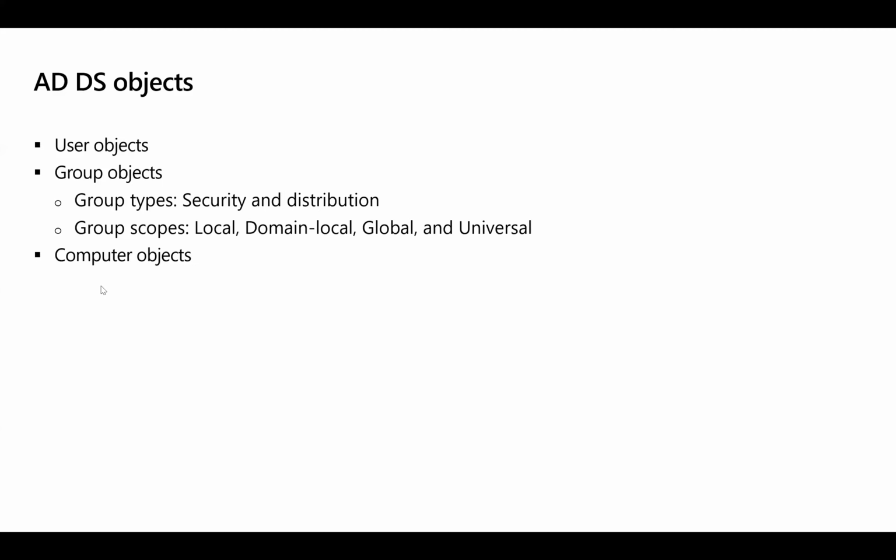Next, computer objects. These are servers, computers, laptops, and any devices. So when I say object, it means users, groups, computers.